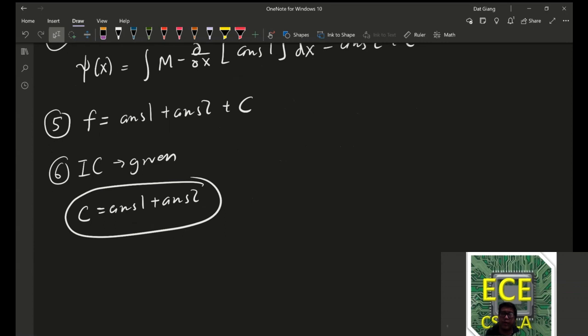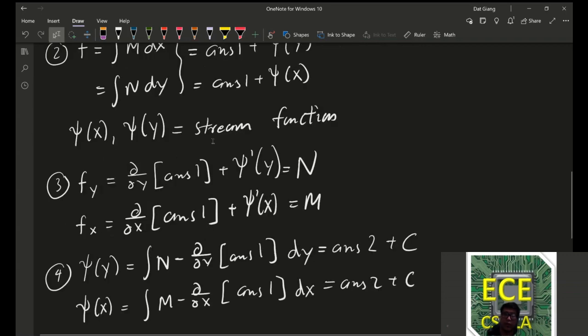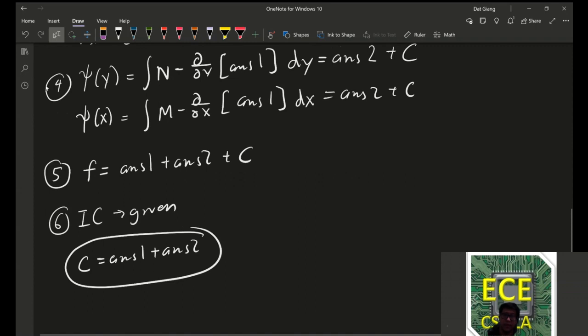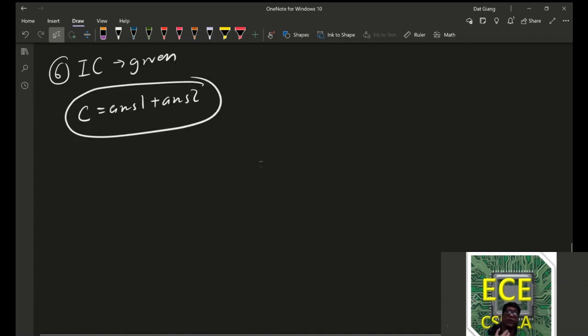So just to reiterate, an exact differential equation is one that is modeled by a differential that has only one solution, hence the name exact, and we can solve for it using the following methods. In the next video, we're going to be talking about how to use this to solve for an exact differential equation. Okay, thank you.